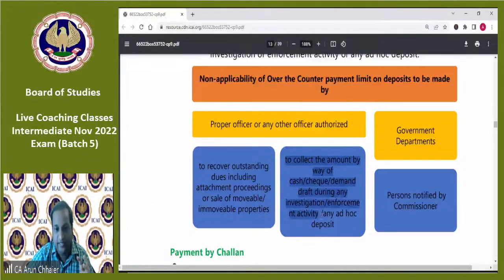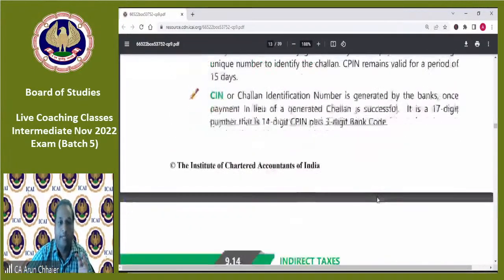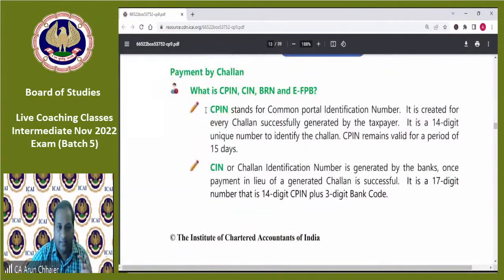Meanwhile, we are discussing, we are reading, to collect the amount by way of cash, cheque, demand, any investigation, enforcement activity or any ad hoc deposit or person notified by the Commissioner. So in this case, the limit of 10,000 would not be applicable. So these are the payments by challan.